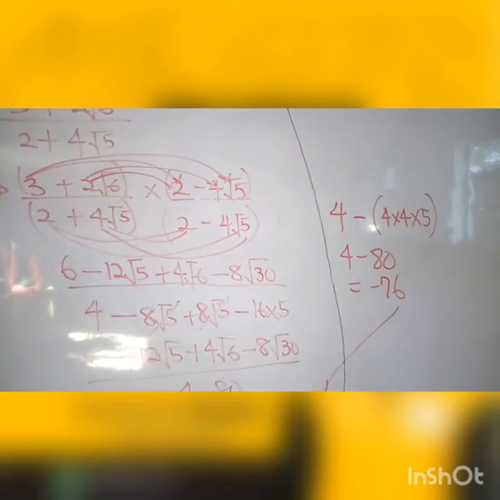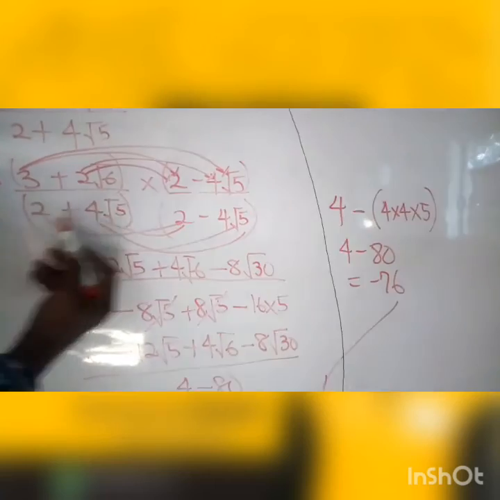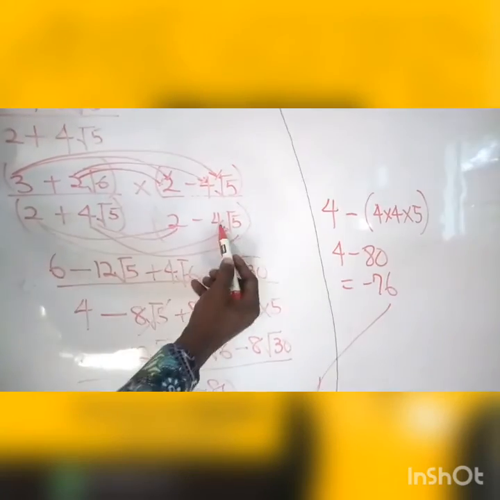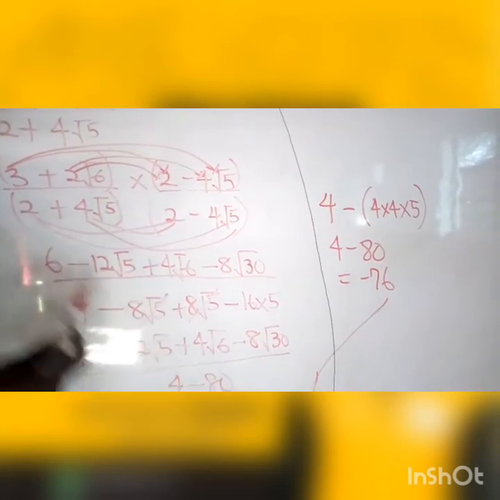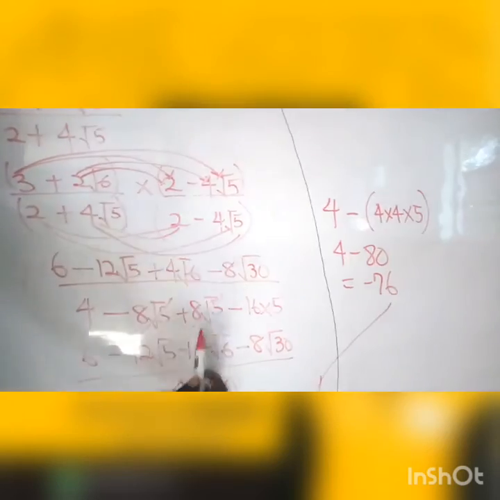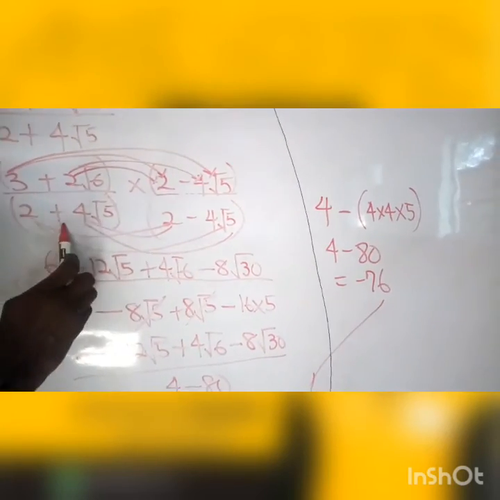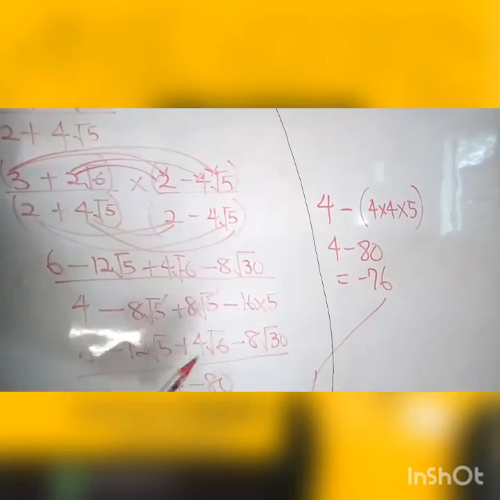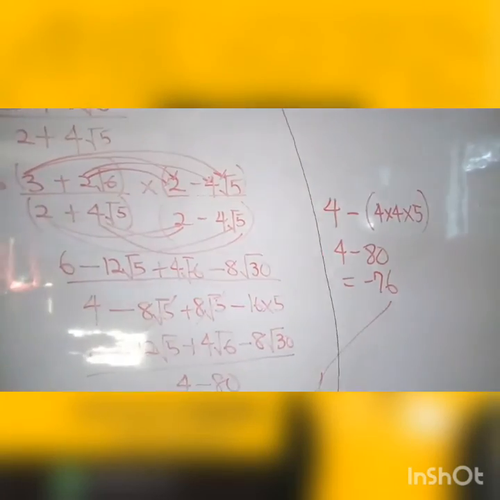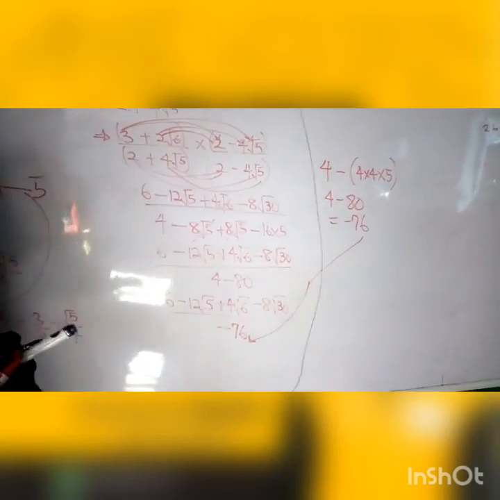But by expansion of brackets, all I've got to do is 2 times 2, 4, 2 times minus 4 root 5, minus 8 root 5, plus 4 root 5 times 2, that's plus 8 root 5, then plus 4 root 5 times minus 4 root 5 gives me minus 16 times 5. And then I will still come back to the minus 76.